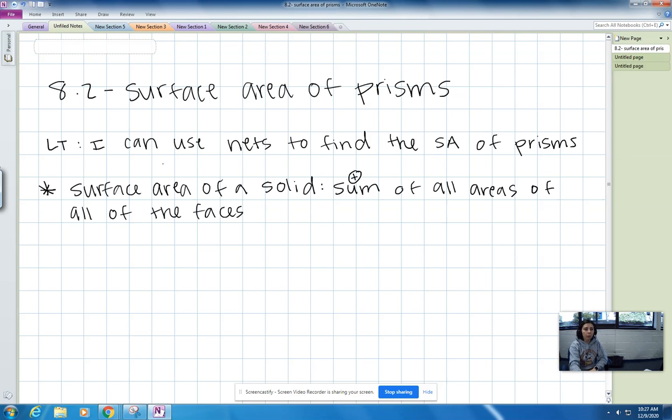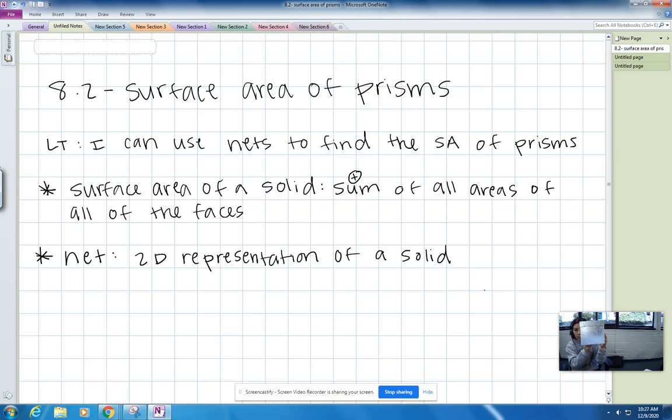Our learning target said we were going to be using nets to find the surface area. So let's talk about what a net is. A net is a 2D representation of a solid. So it's as if we have our cube and we take some scissors and we make some cuts on the cube and we unfold it and lay it flat. That is what a net is. So I'm going to write down unfolding it.